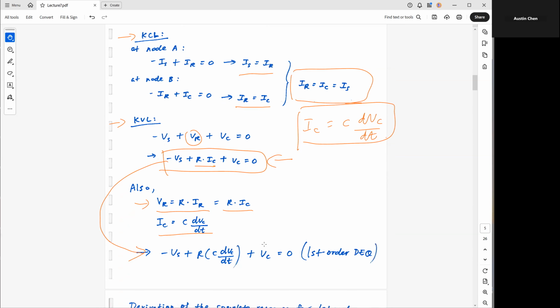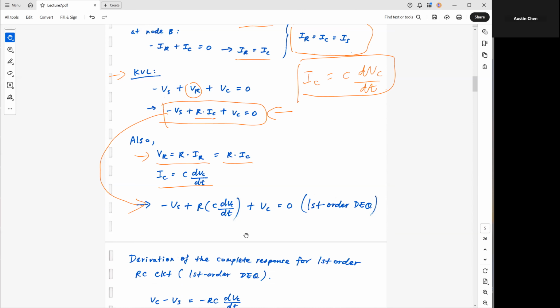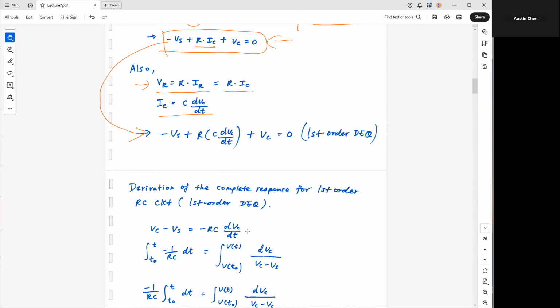Okay, so far so good, right? So we have this equation, then of course we need to try to find the solution to this first order equation. So that will come up next.